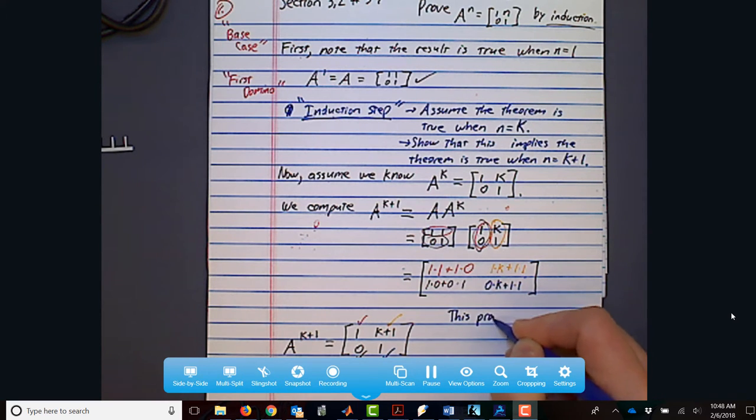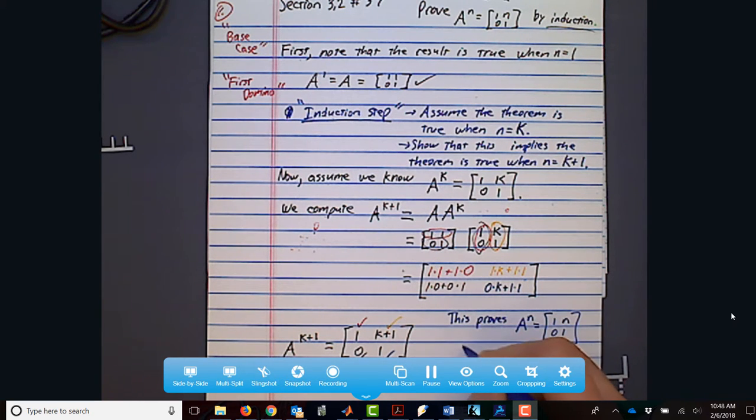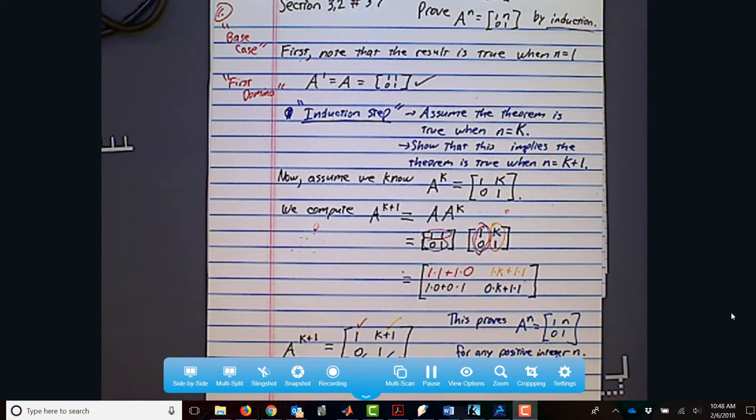This proves A to the n equals [[1,n],[0,1]] for any positive integer n. It's like you get all those for free. So that's kind of a cool thing to know about. Does it work for 0 too? That's a good question. Can you take a matrix to a 0 power? You get the identity. I guess we could define it that way.